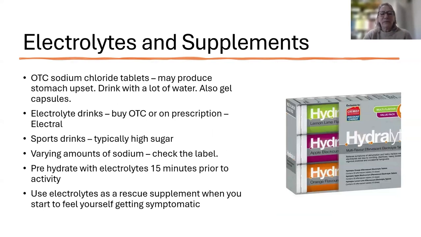So how do we get the electrolytes or the sodium? You can buy sodium chloride tablets over the counter. They're not that palatable. They can make you have a bit of a tummy upset. Some people find they get the runs with it. So another option is to get it through electrolyte drinks. You can get your electrolyte sachets, which you can buy over the counter or on prescription. You can get Electro 3 months supply on prescription.